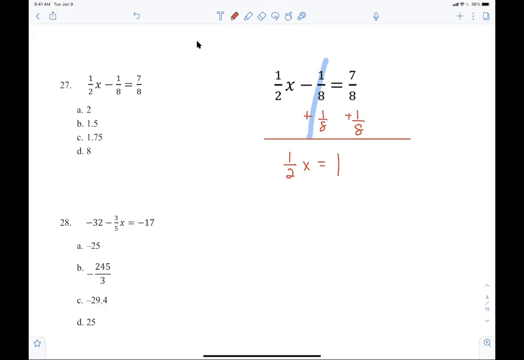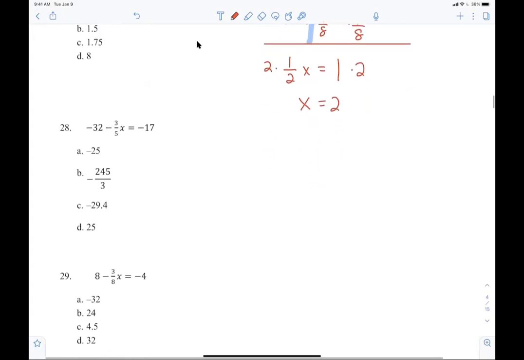Anybody have any problems with that? Yes, and that's not the final answer. You're correct, very good. Now, how do we undo a fraction? We multiply by the reciprocal. So I'm going to multiply both sides by 2. So you were correct, x equals 2. Anybody have any questions with number 27?